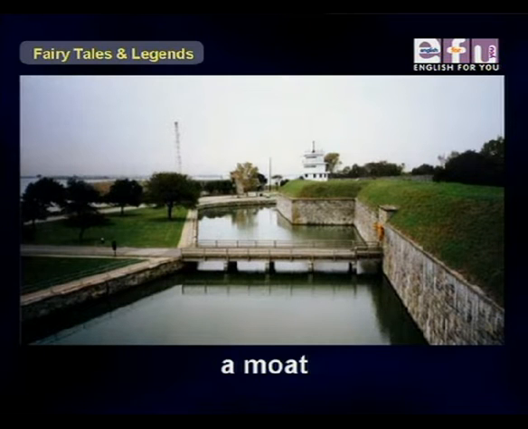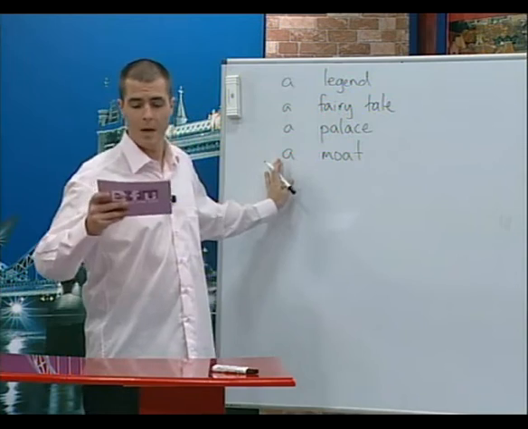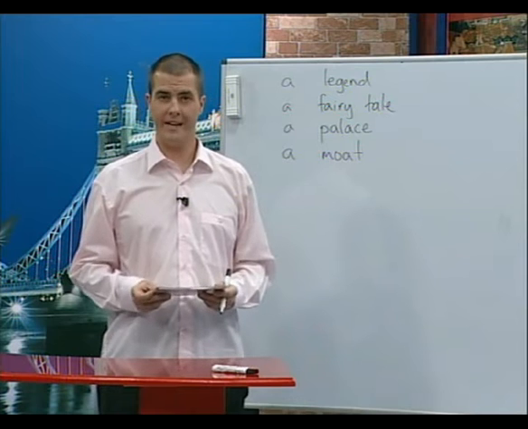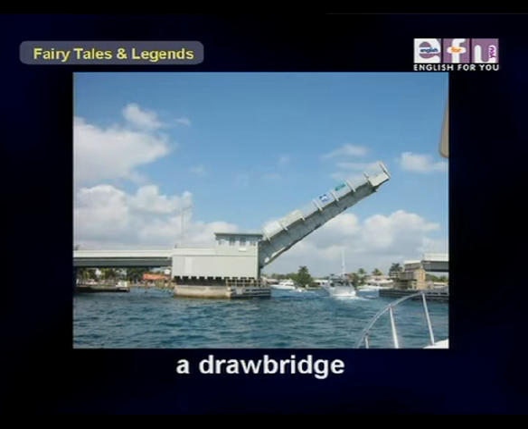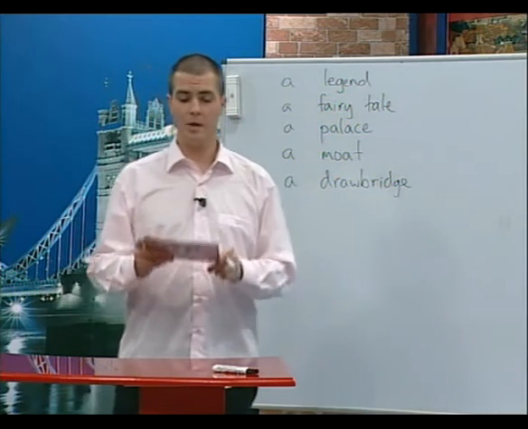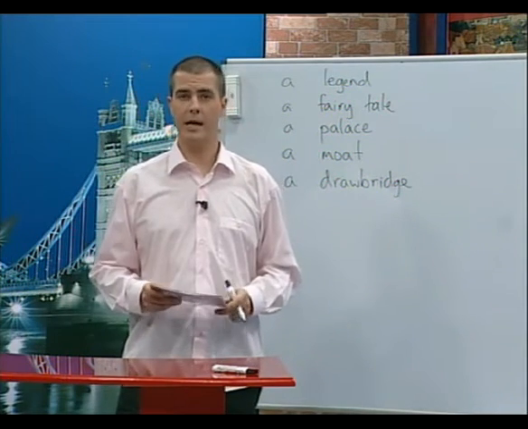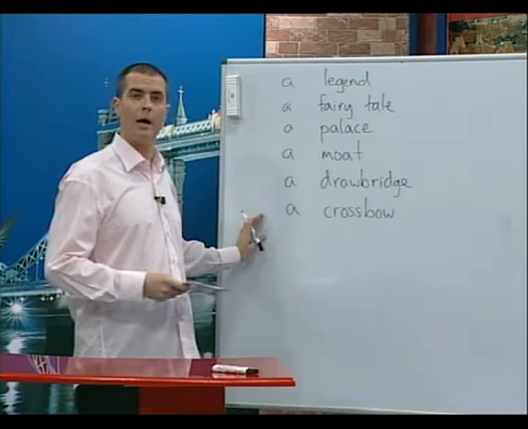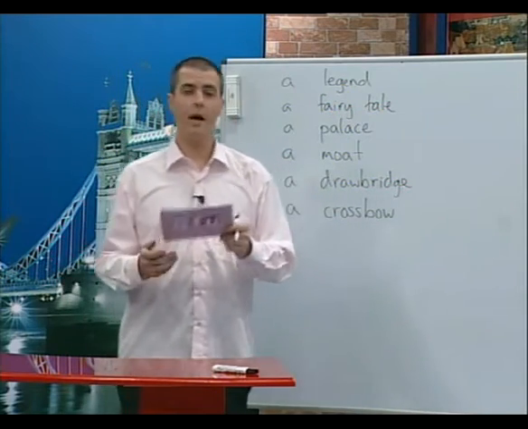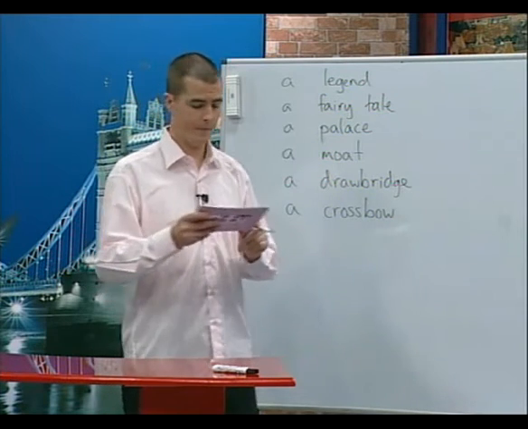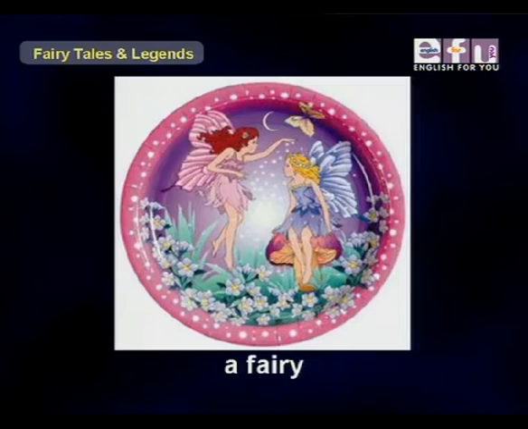A moat. A moat is a deep, wide hole filled with water. It's used for defense. A drawbridge. Well, a drawbridge is a bridge that can be pulled up to stop people from entering a castle. A crossbow. A crossbow is a kind of weapon like a small bow, and it's used for firing small arrows.